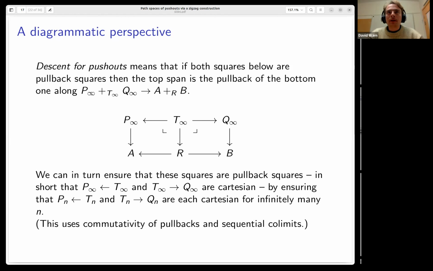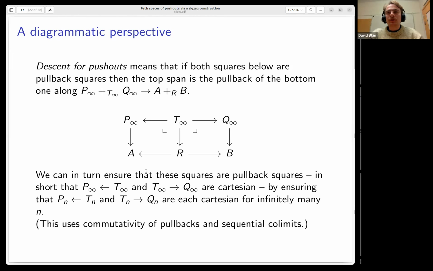So what does it mean? So it says basically that given a span P infinity, T infinity, Q infinity over A, R, B like this, if the two squares are pullbacks, if they are Cartesian squares, then this whole span is the pullback of the bottom span along some map into the pushout. And in fact, this map is the induced map on pushouts. Okay, so this is descent.